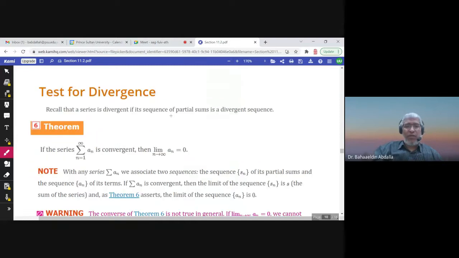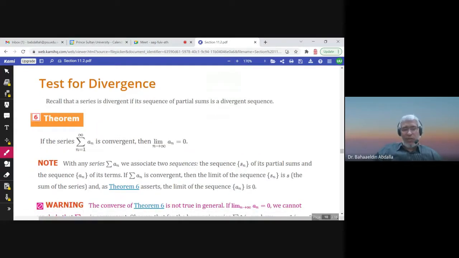This is section 11.2, series. We studied telescoping sum series and geometric series. In both cases, we can find Sn, and when we find Sn, the nth partial sum, we can determine whether the series is convergent or divergent.